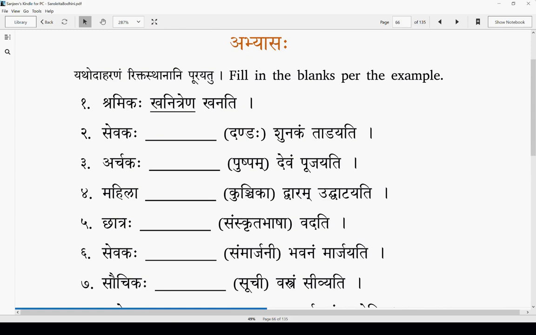Okay, and there are some examples here you can try later. Shramika khanitrena khanati. This one example I'll talk about. Khanati is digging. Khanati digs. Shramikaha is the laborer, worker. Khanitrena.